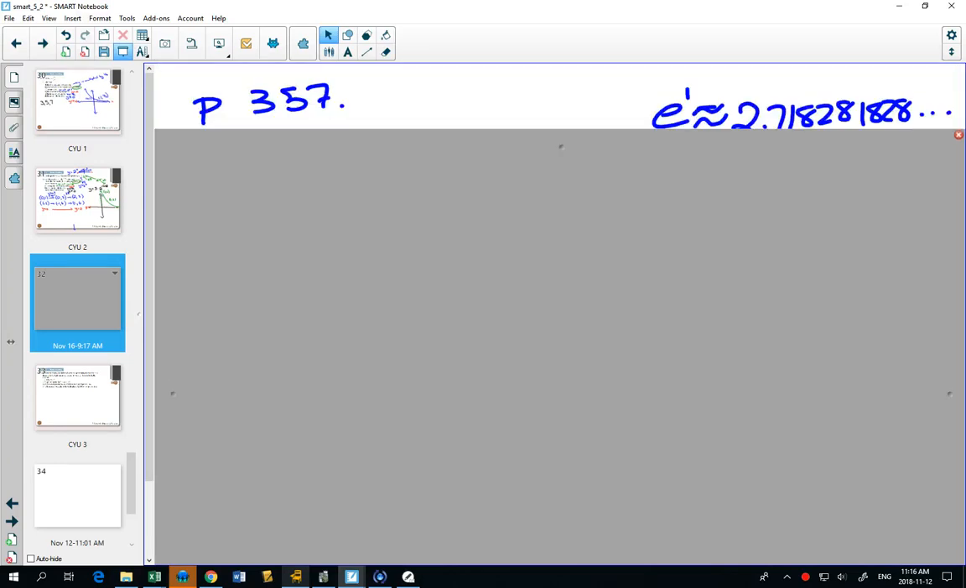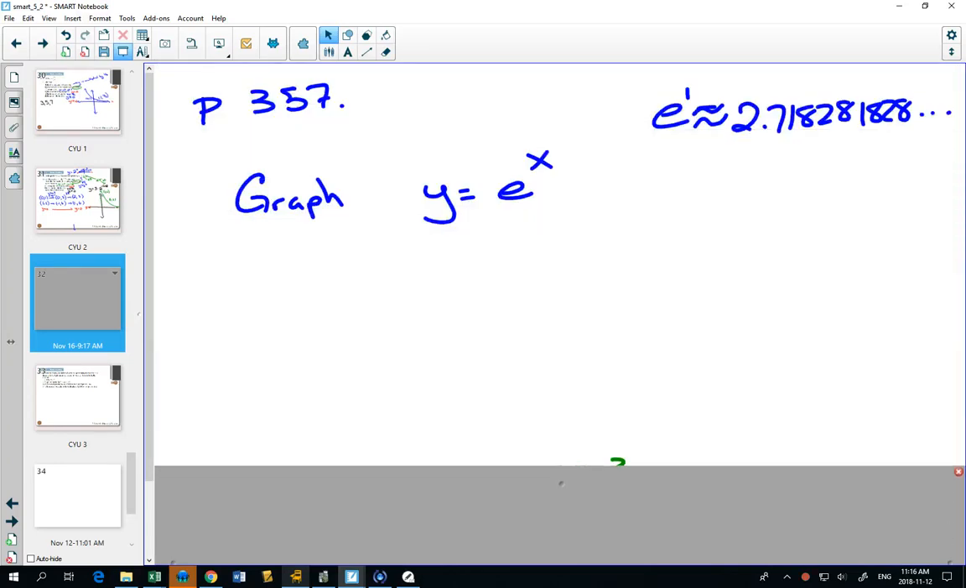All right. I'm going to introduce you to a new number. The number E. Can you find the number E on your calculator? I can find the number E on my test. Page 357? Yeah, or you can do it at the bottom of 346. Either space, wherever. We have two more graphing examples.